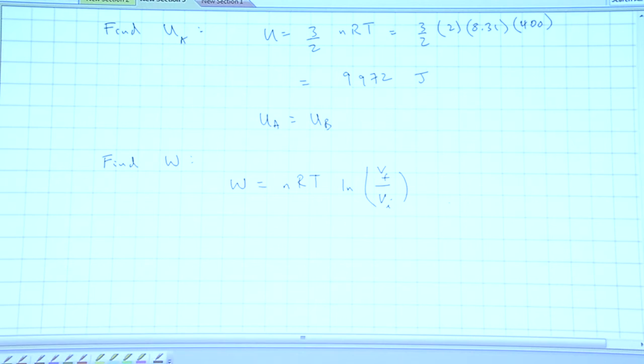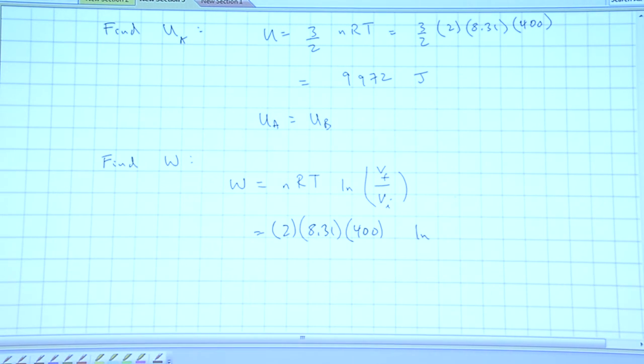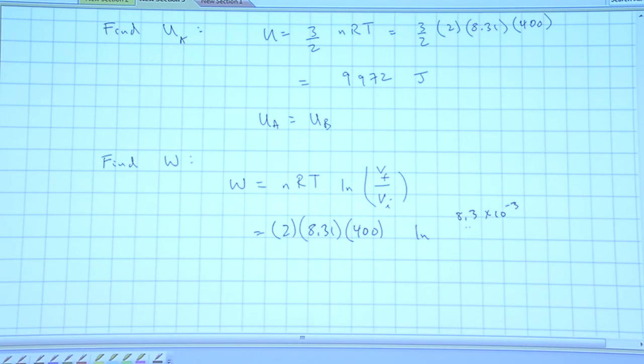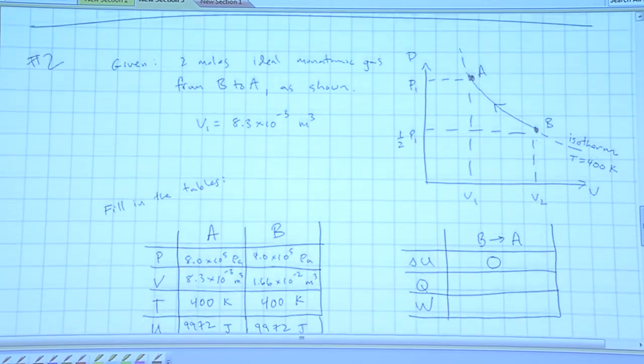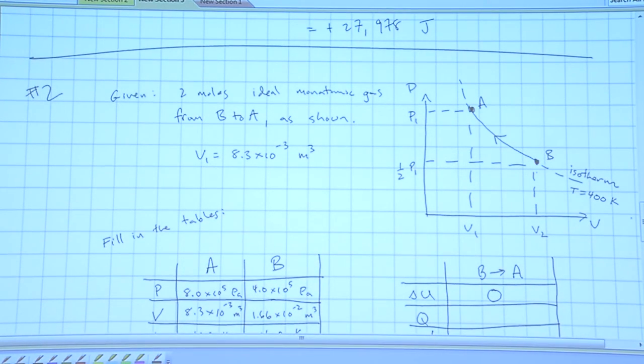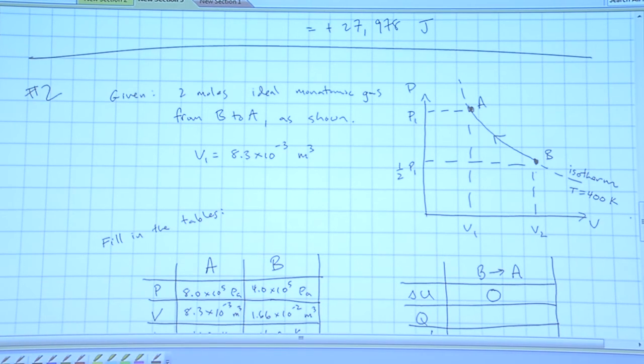We can use that, and I'll plug in V final, 8.3 times 10 to the negative 3. V initial, 1.66 times 10 to the negative 2. And what do we expect the answer to be? Positive or negative? The volume is getting smaller. The gas is being compressed.